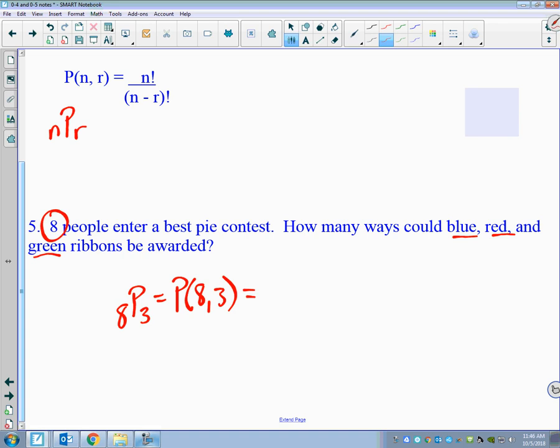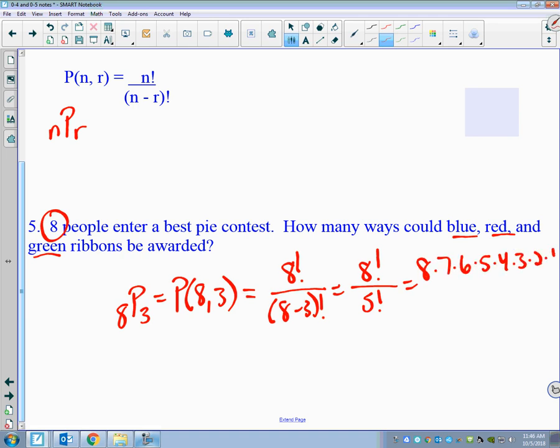And you could say 8 factorial over 8 minus 3 factorial, or that would be 8 factorial over 5 factorial. And if I didn't have a calculator, I really like this, because if I write it all out, the ones on the bottom are going to cancel out with a bunch on the top. So I just get 8 times 7 times 6, which I think is 336 ways.